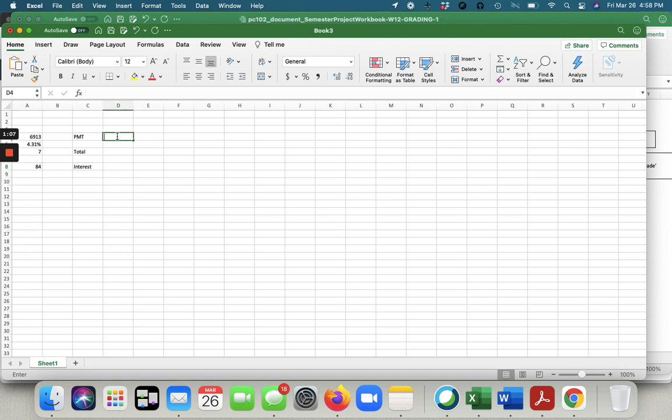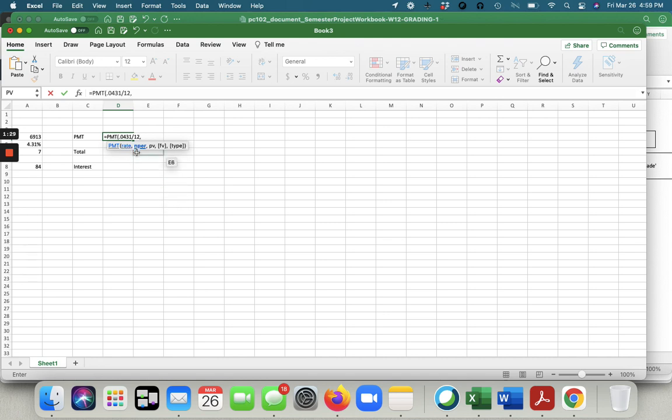So we're going to do equals PMT. That's going to pull up that function, and then we need the rate. Well, remember that's 4.31% divided by 12 because we need the monthly rate. And I'm going to do 0.0431 because that's how to write that as a decimal, and then divide it by 12 to give you that monthly interest rate, and then we're going to hit comma.